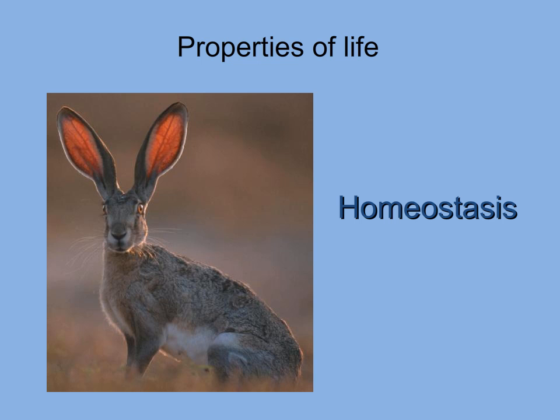Yum. The fourth property that all living organisms possess is the regulation of internal environments, or homeostasis. This jackrabbit has to maintain a certain internal temperature in order to sustain all the neat chemical reactions that keep the rabbit alive in the arid environment he lives in.